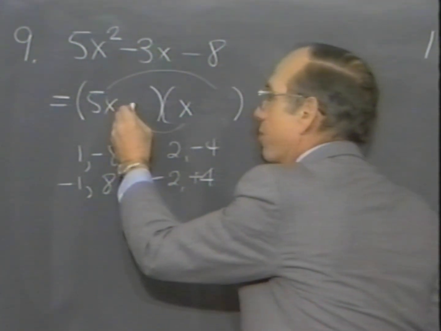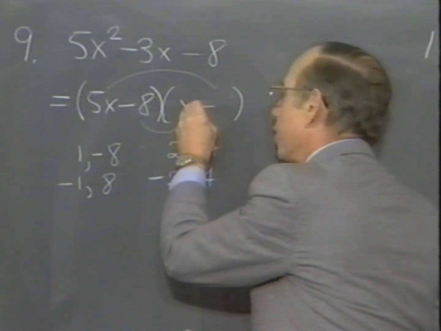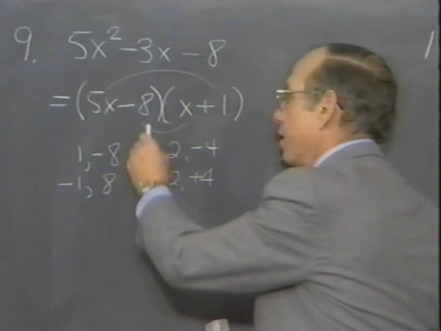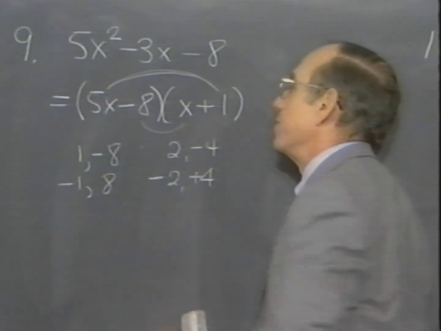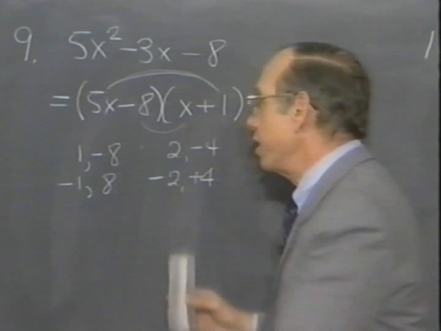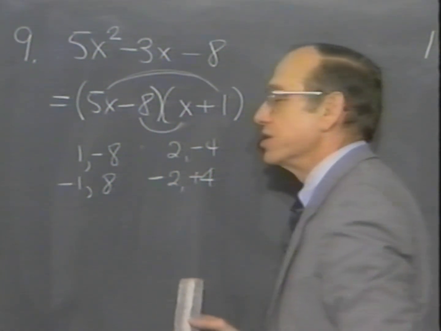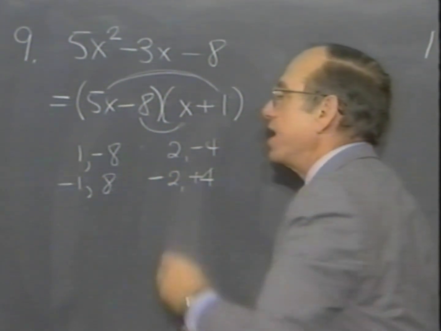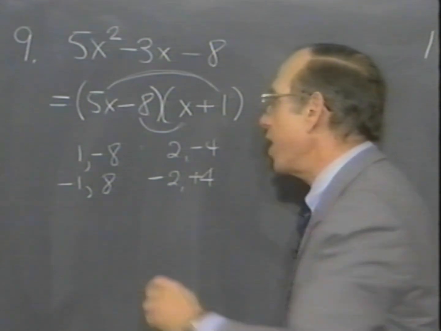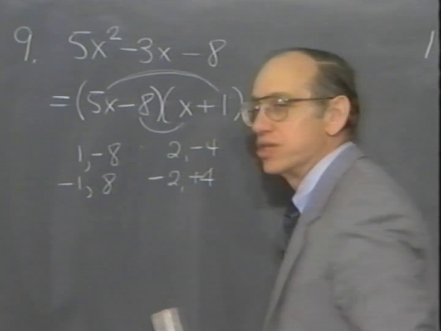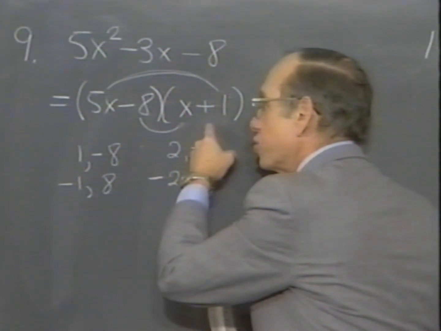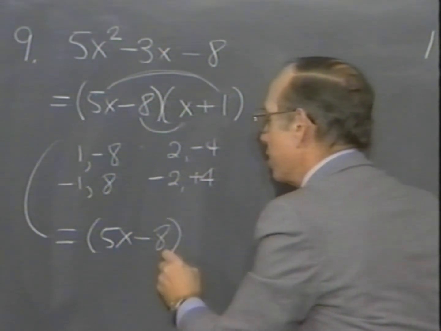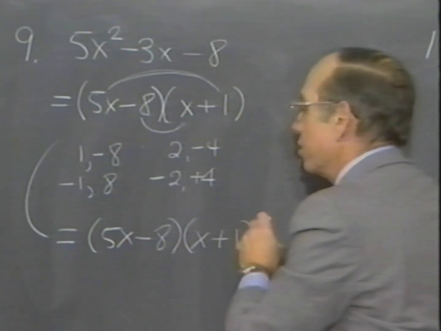We could put the minus 8 over here and the plus 1 over here. And now we check once again the cross term. We get 5x times 1 is 5x, and minus 8 times x is minus 8x. What did I say? 5x plus minus 8x. That sounds right to me. 5x minus 8x is minus 3x. So that's the right one. And our factorization is definitely 5x minus 8 times x plus 1.